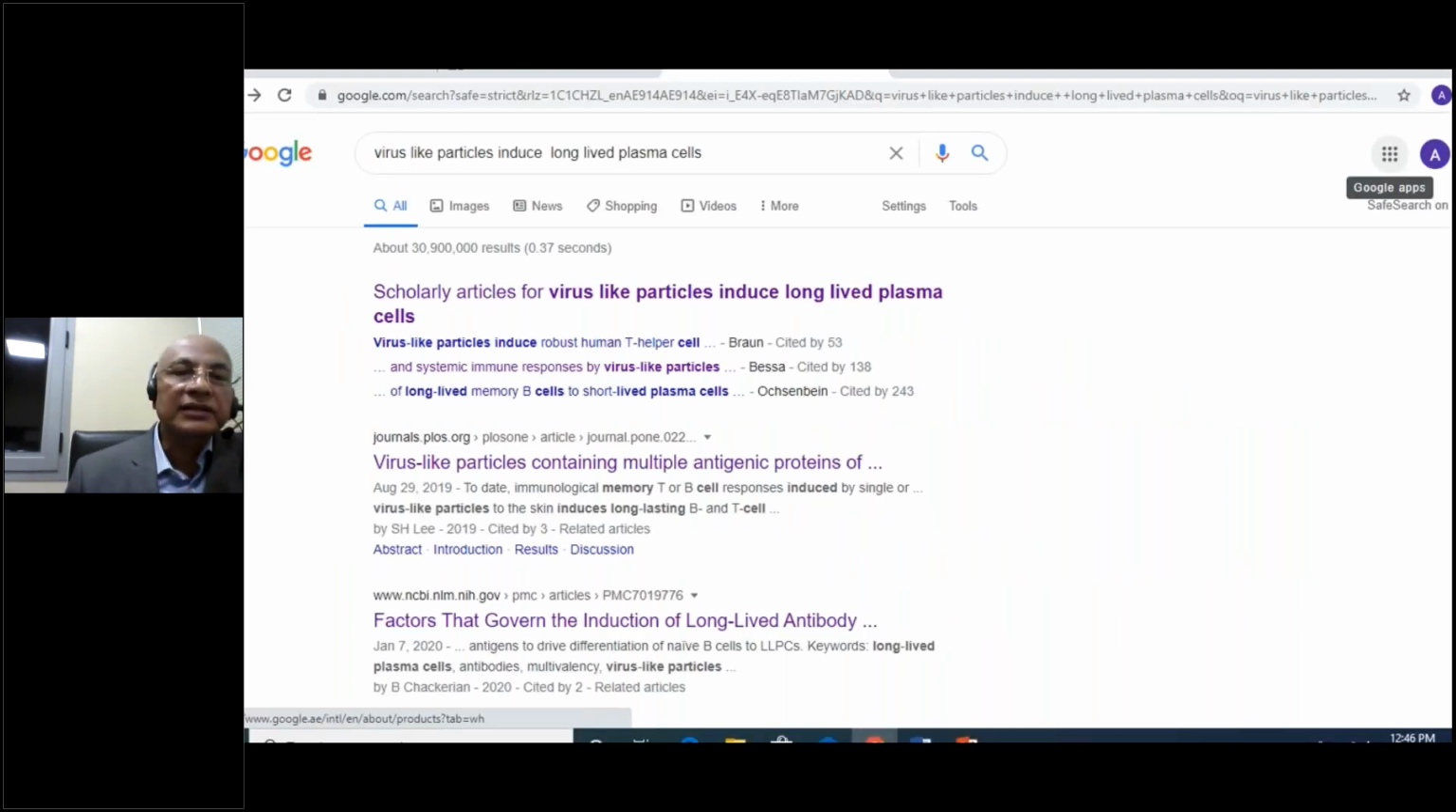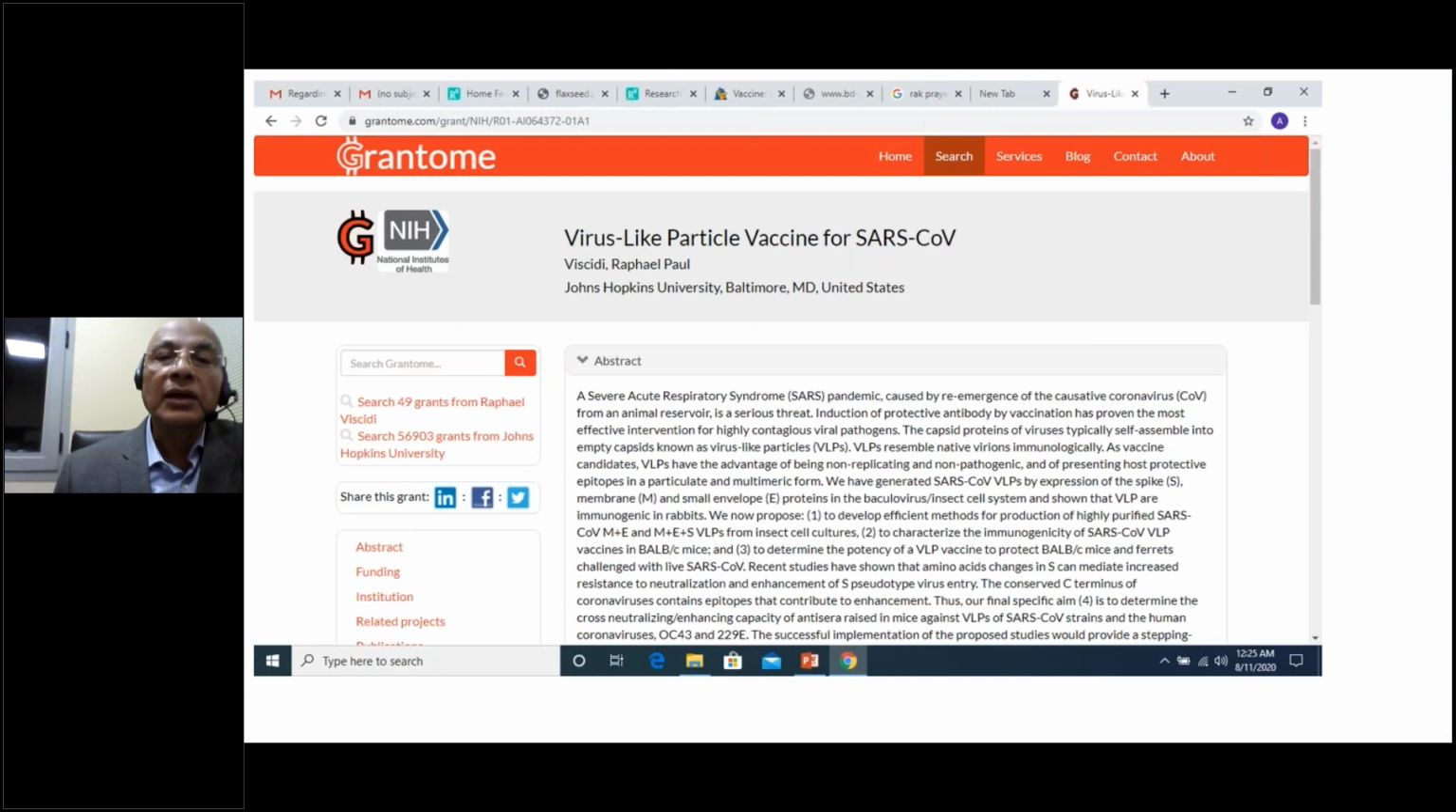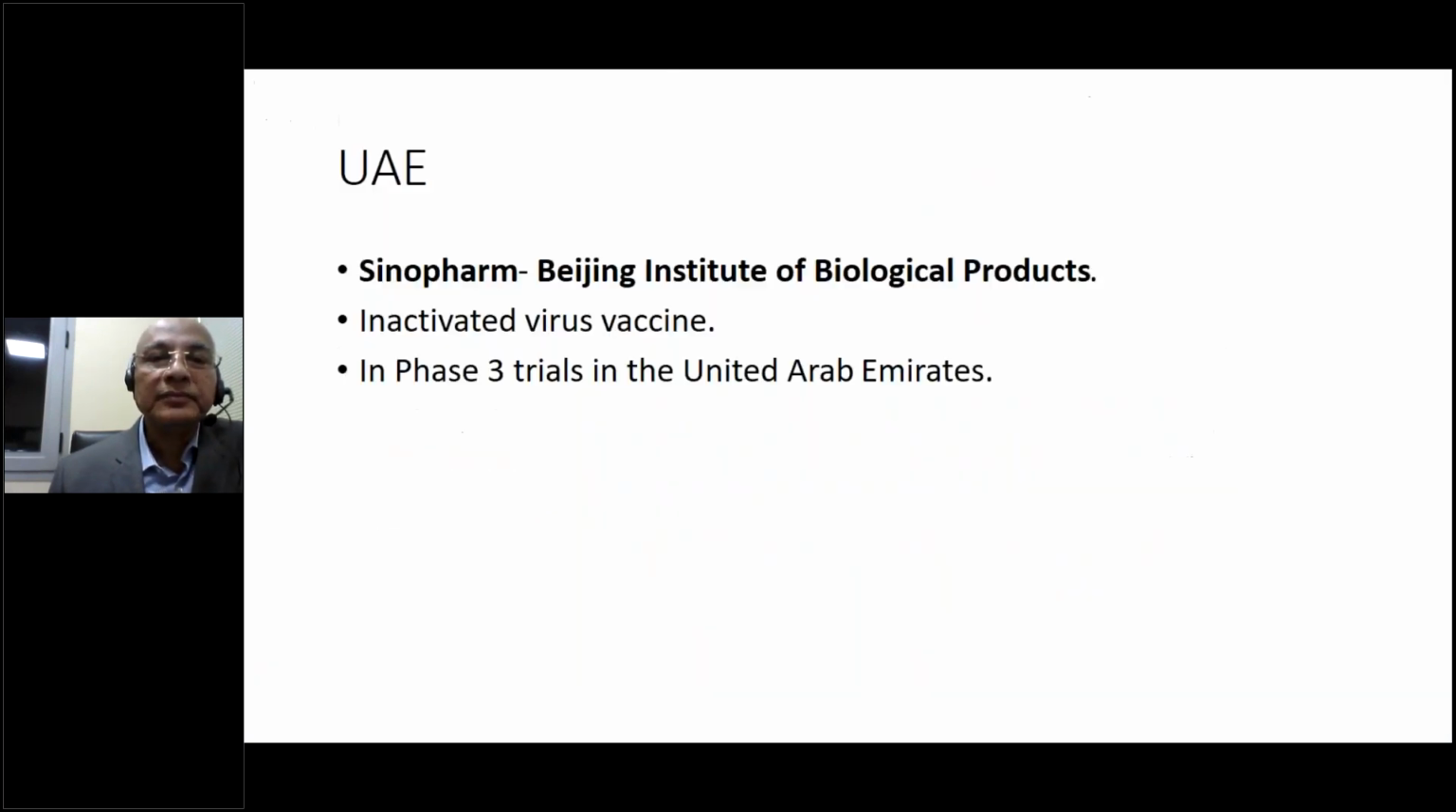So these are different. This is a screenshot showing that virus-like particles induce long-lived plasma cells, which is a very attractive avenue for further research, and they hold good promise. Also, they are using the whole virus vaccine.